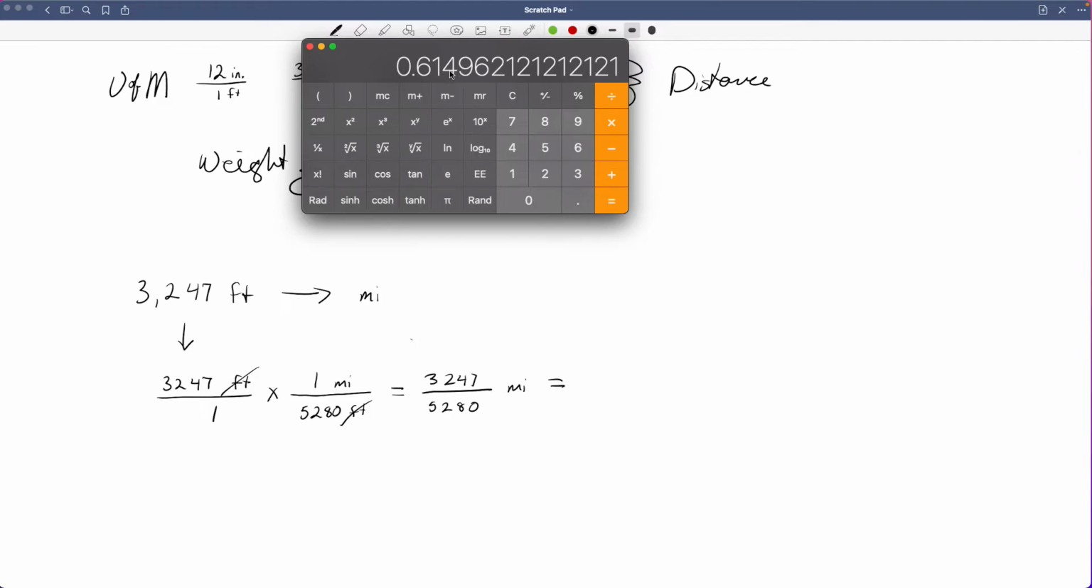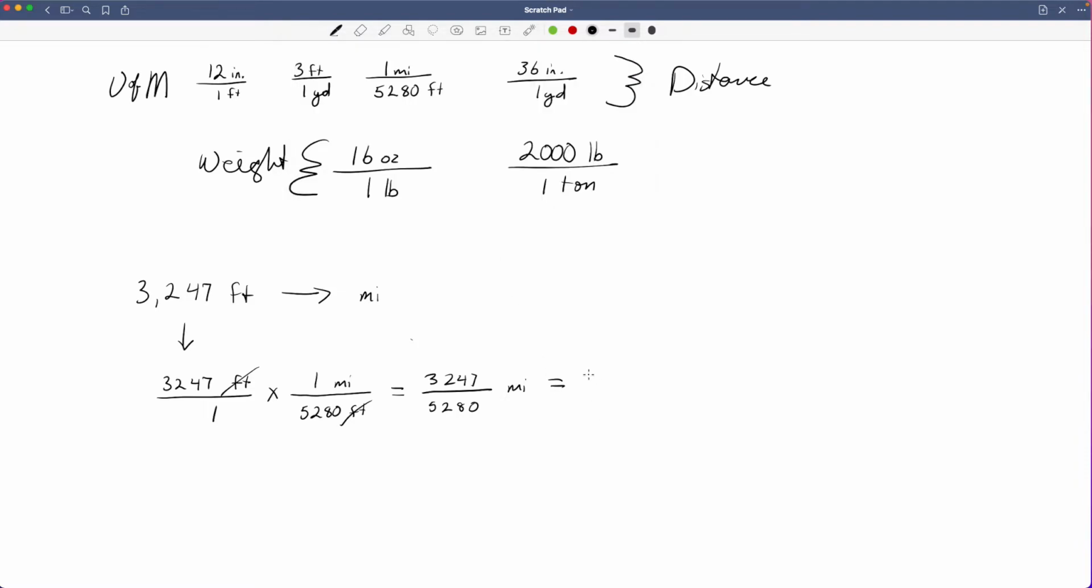So I'm going to look right here, and this is a 4. So it's not 5 or greater, so I can't round up. So I have 0.61 miles in 3,247 feet. That's 0.61 of a mile. That's just a little bit over half. Just a little bit more than 6/10. So that is how you do that.